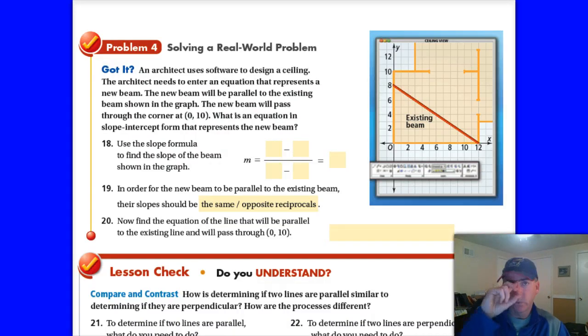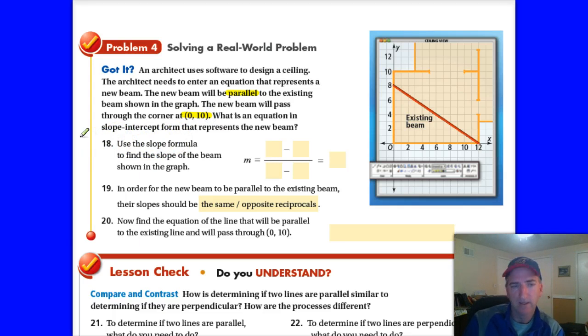Let's look at a real world problem here, please. Problem number 4. It's on the last page of your notes, and let's read it together here. It says there is an architect who uses software to design a ceiling. The architect needs to enter an equation that represents a new beam. The new beam will be parallel to the existing beam on the graph over here. And the new beam will pass through the corner at 0, 10. What's the equation in slope-intercept form that represents the new beam?